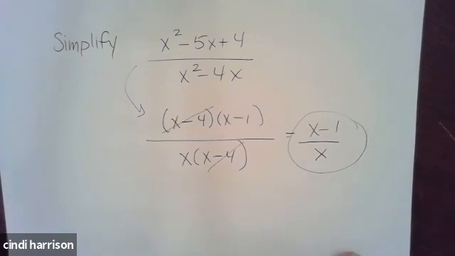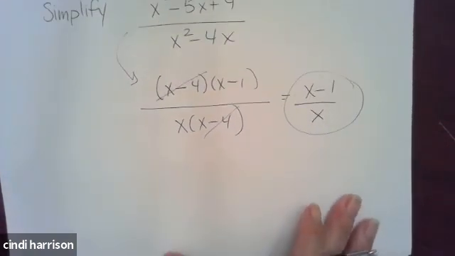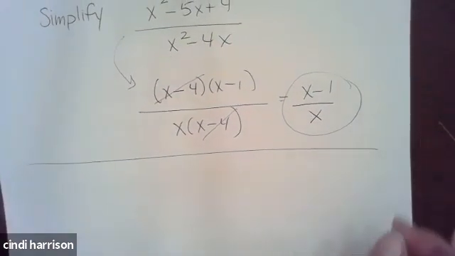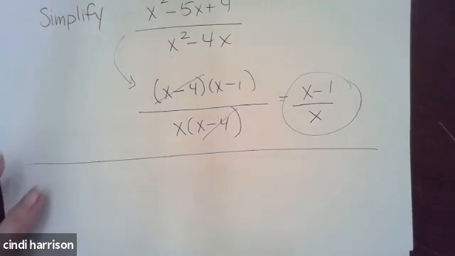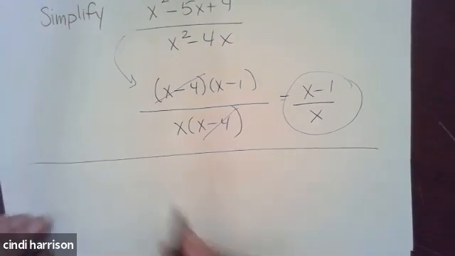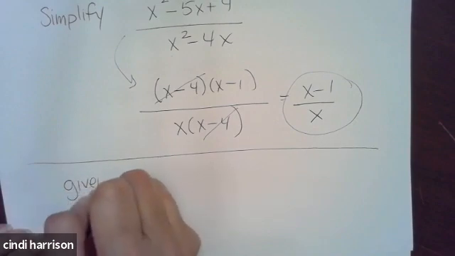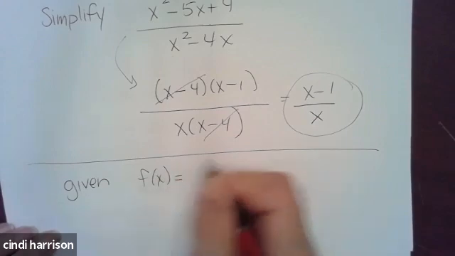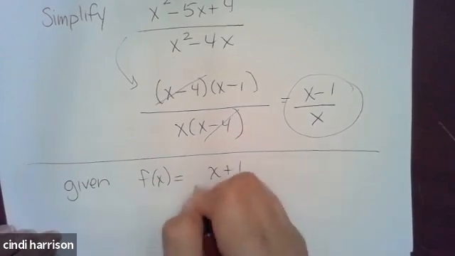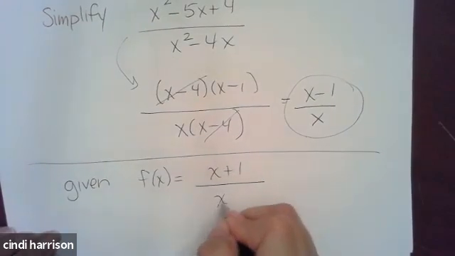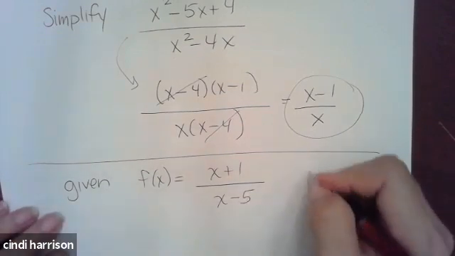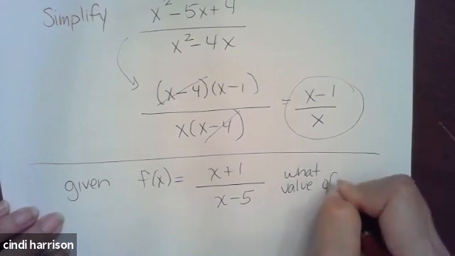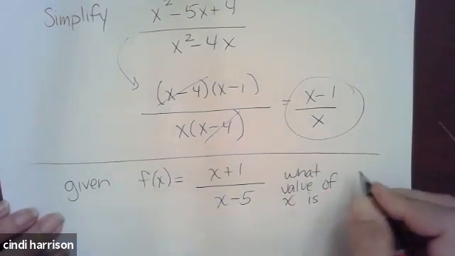Now, there's one other piece that we did in the same section. We learned how to simplify. We also talked about how to tell what value is not included in the domain. So let's say given f of x equals x plus 1 over x minus 5, what value of x?